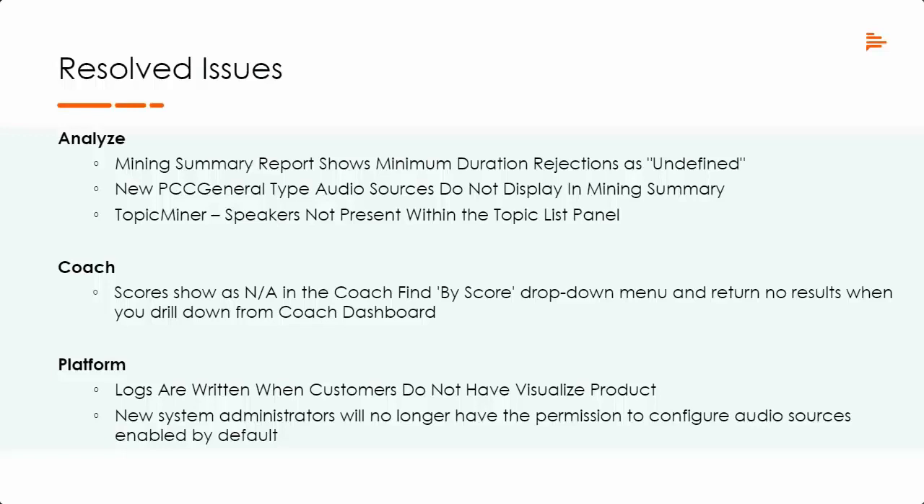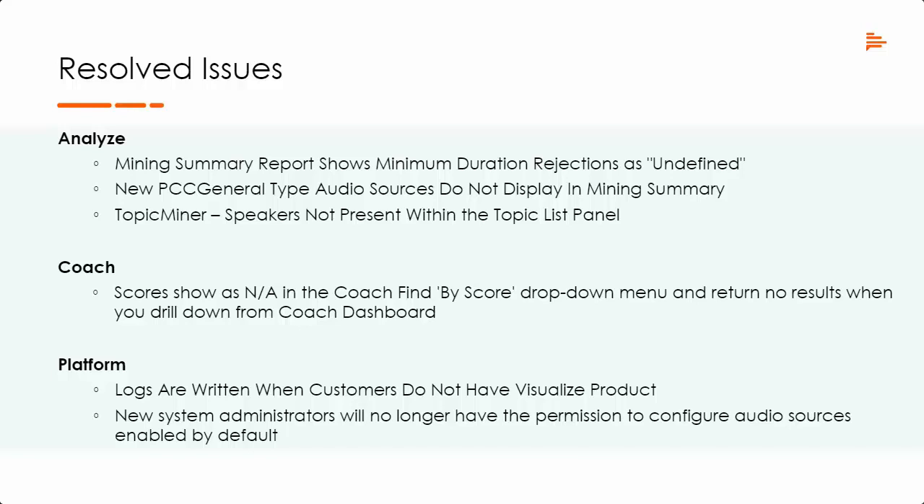In terms of resolved issues, these are bugs that have come in through our help desk channels, so things that we've resolved based on customer feedback. Mining summary report showing a minimum duration rejection as undefined. So customers were getting a rejection and not sure why they were getting a rejection. So we've enhanced visibility on that. Same with the mining summary report around our partner Cloud Connect integrations. They were not displaying correctly in that report, and so we've resolved that issue.